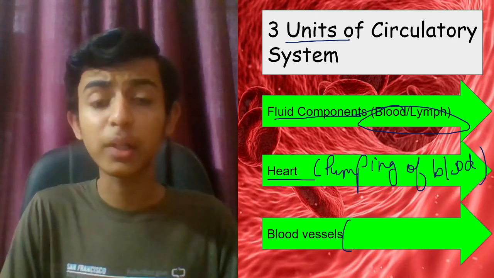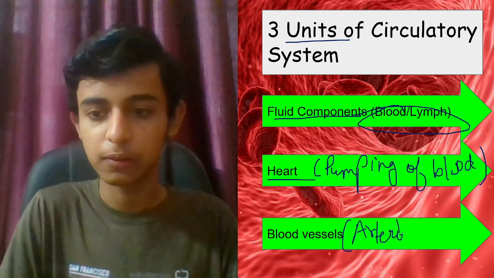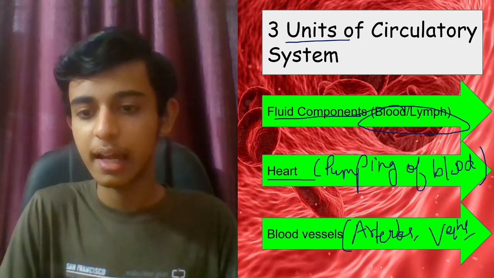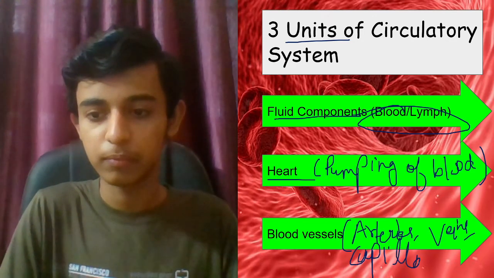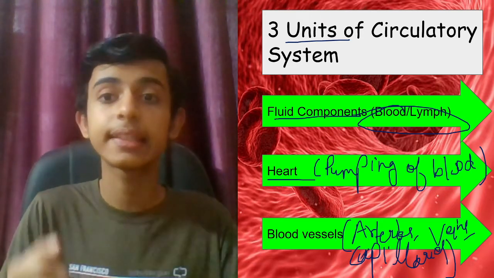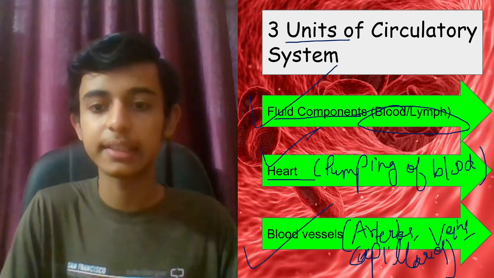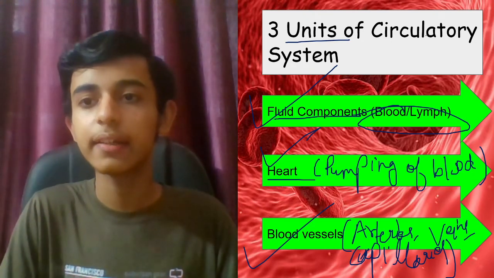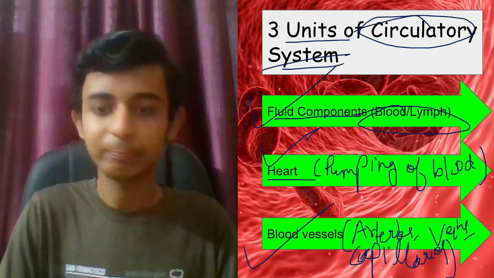And blood vessels. What are the blood vessels? You already know: arteries, veins, and capillaries. These are the blood vessels we will be discussing in detail in the next class. So fluid components, heart, and blood vessels. When they are together, we call it a circulatory system. They combine to form the circulatory system.